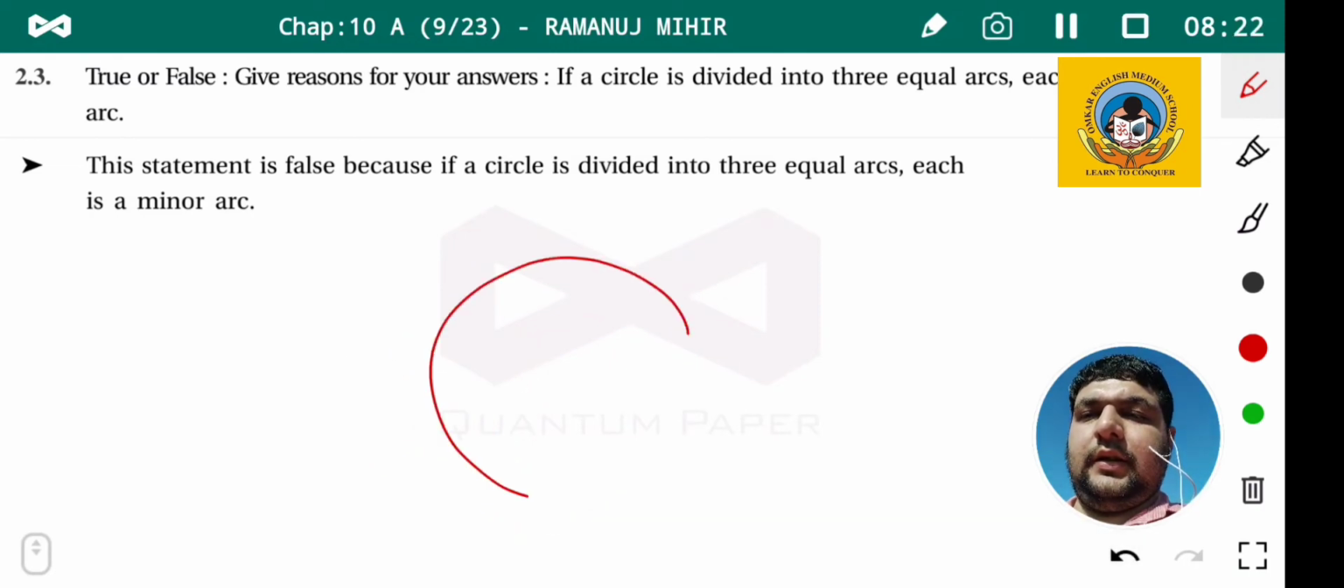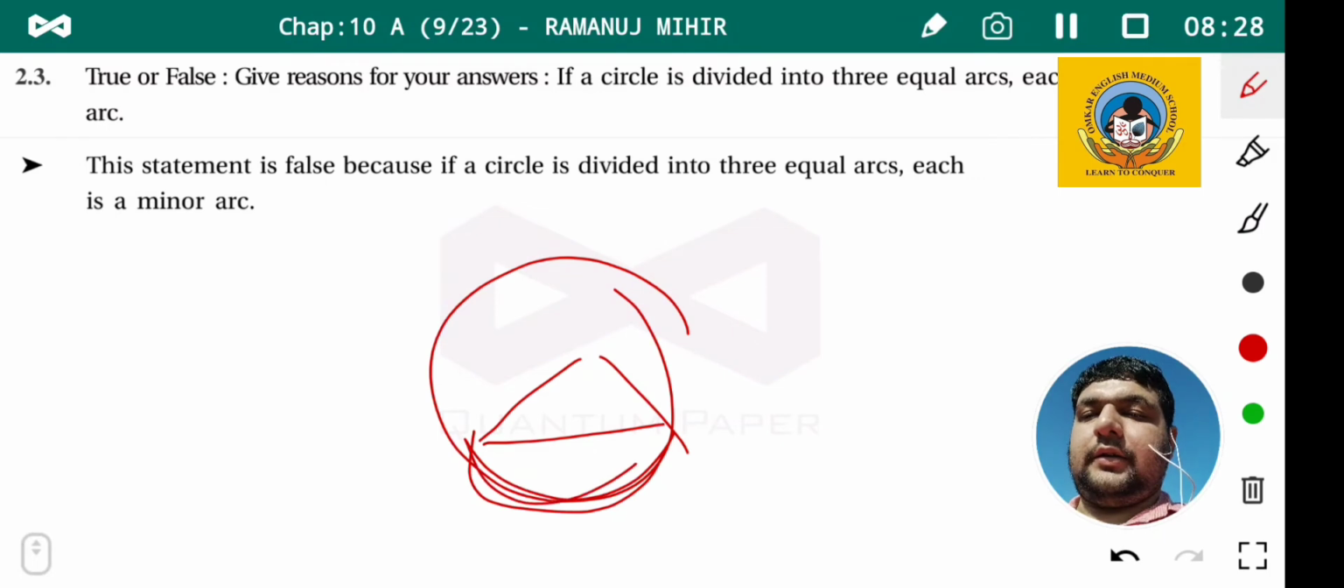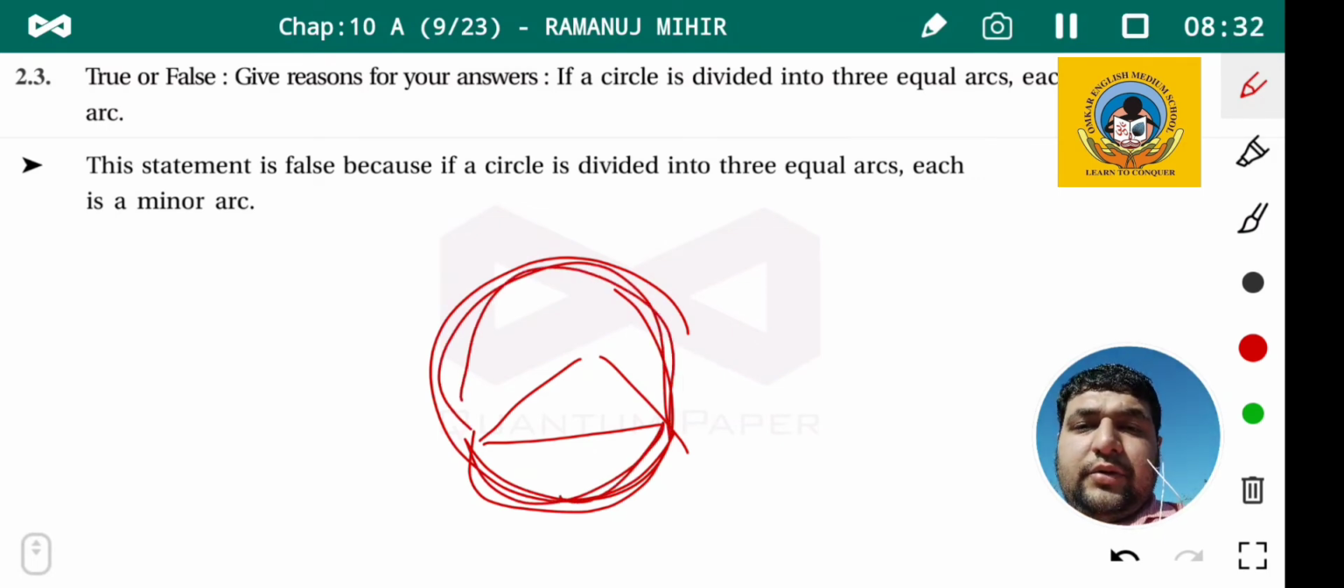If this is a circle and you make a chord, this will be our minor arc and this will be our major arc. So if you divide into three equal arcs, each will be a minor arc, not a major arc.